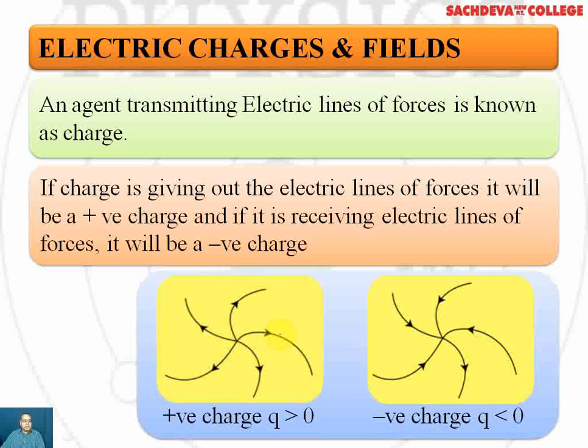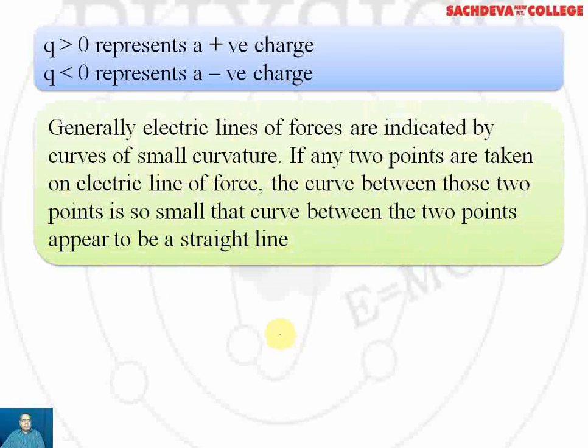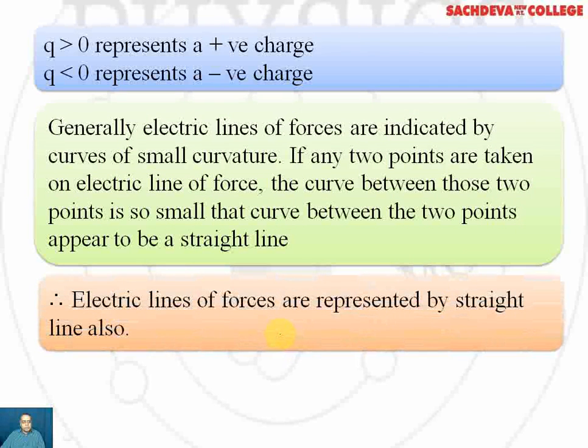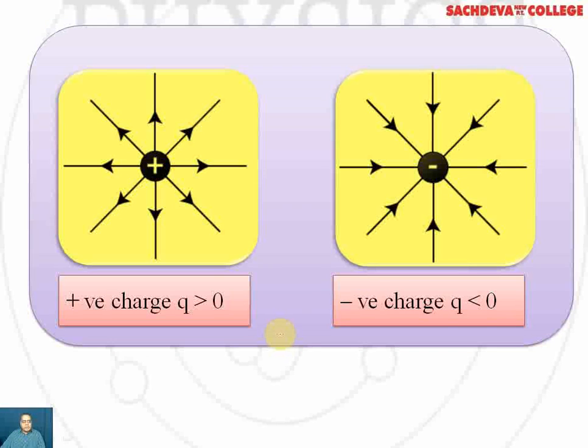Now, on the small curves, if we select 2 closely spaced points, between those 2 points the curve will appear to be a straight line. So, if it will be a straight line, then we will find that electrical lines of forces conventionally can be represented by straight lines also. So, electric lines of forces are represented either by curves or by straight lines, like shown in the figure. Wherever we write Q greater than 0, it will be positive charge, and Q less than 0 stands for negative charge.